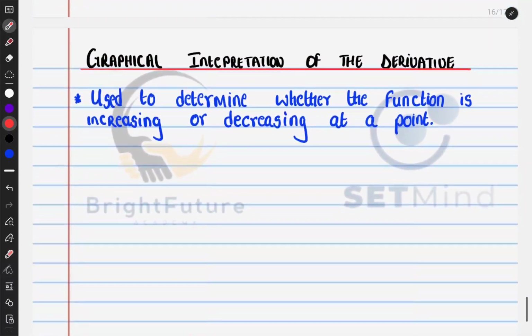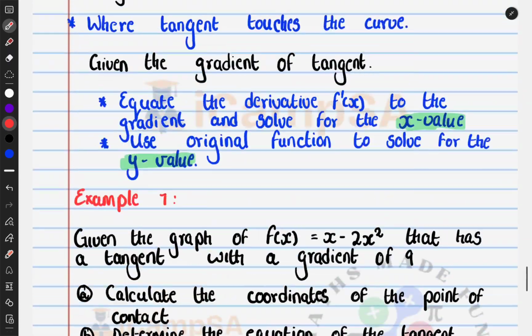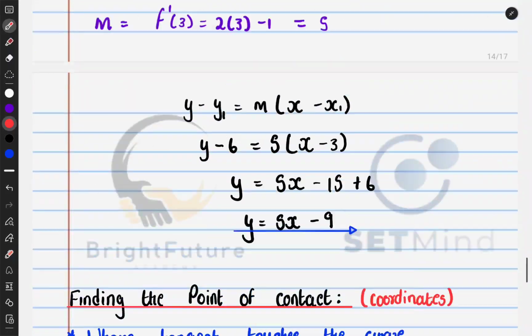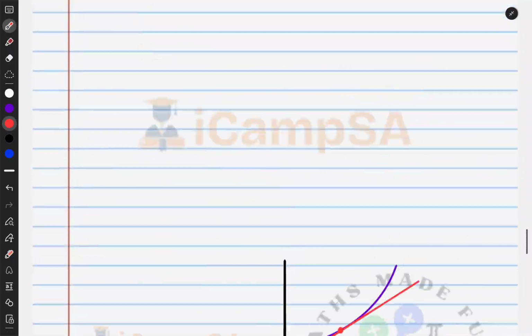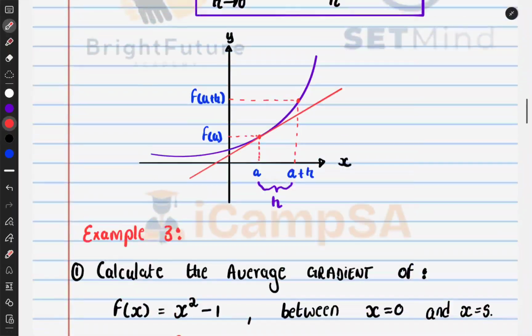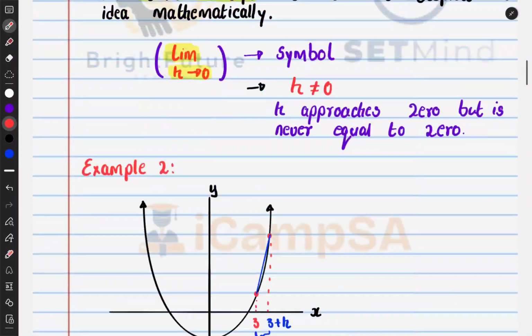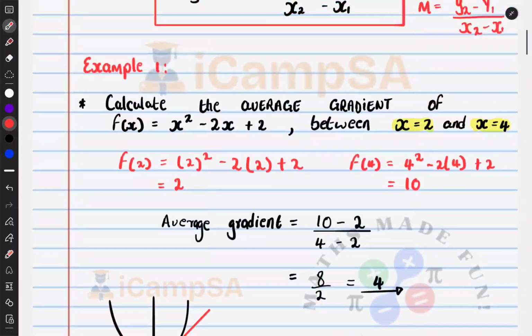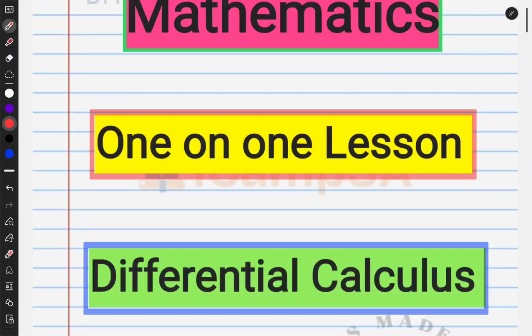Okay, for now we will end this session here, and for part 2 we'll take it from graphical interpretation of the derivative. We'll go into the second derivative, and we'll also do the cubic functions, interpreting, solving for them, and sketching. And then we will also go into doing past papers.